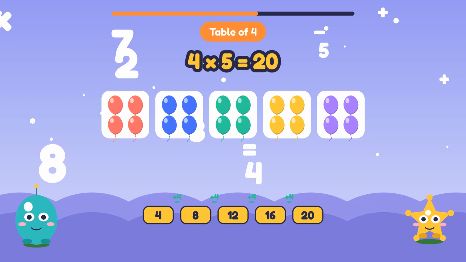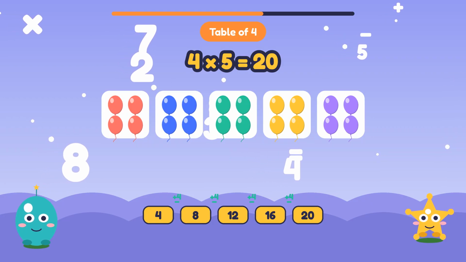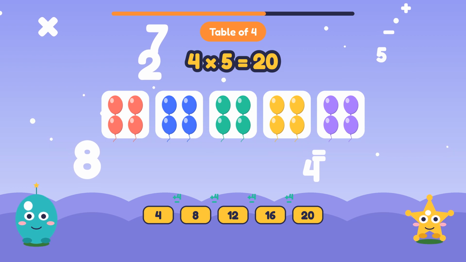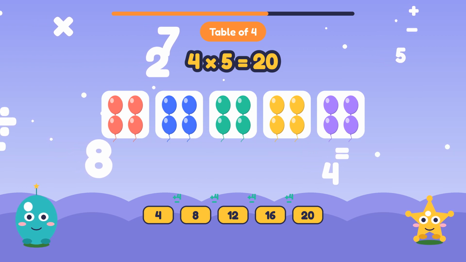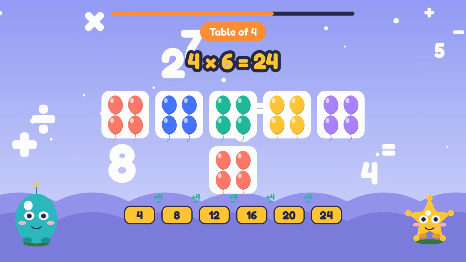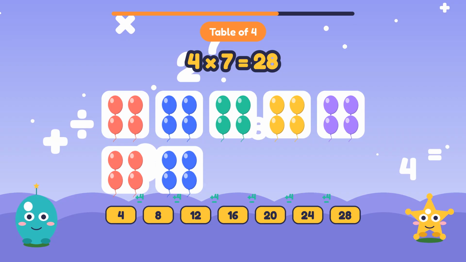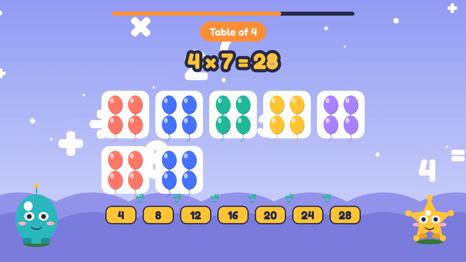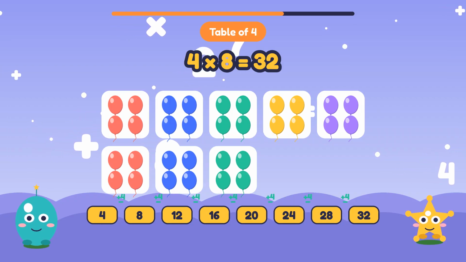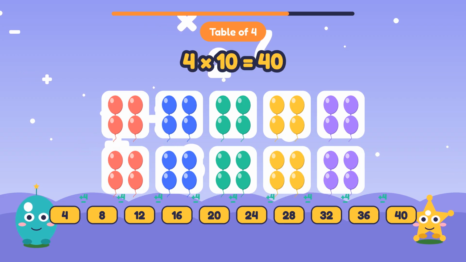If you know one answer, you can build the next one. 4 times 5 is 20. 20 and 4 more is 24. So 4 times 6 is 24. 24 and 4 more is 28. 28 and 4 more is 32. 32 and 4 more is 36. 36 and 4 more is 40.